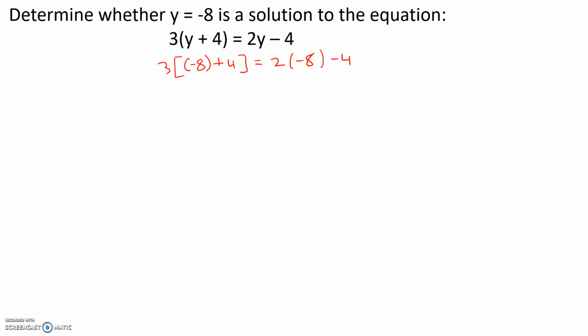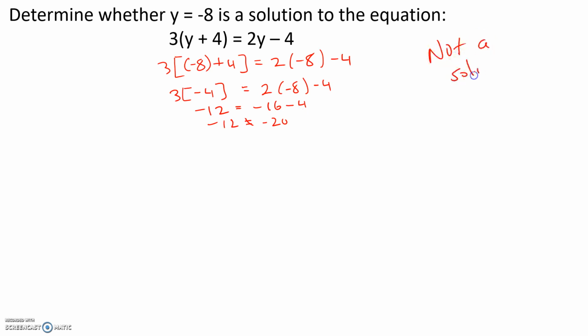Let's follow the order of operations. In the order of operations, always simplify the parentheses first. Negative 8 plus 4 will give you negative 4, equals 2 times negative 8 minus 4. 3 times negative 4 is negative 12. So on the left side of the equation, we have negative 12. On the right side, we have negative 16 minus 4. Now, negative 12 does not equal negative 20, which is negative 16 minus 4. Therefore, y equals negative 8 is not a solution to the equation given.